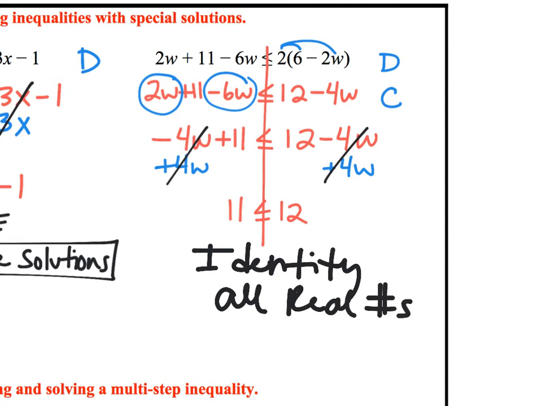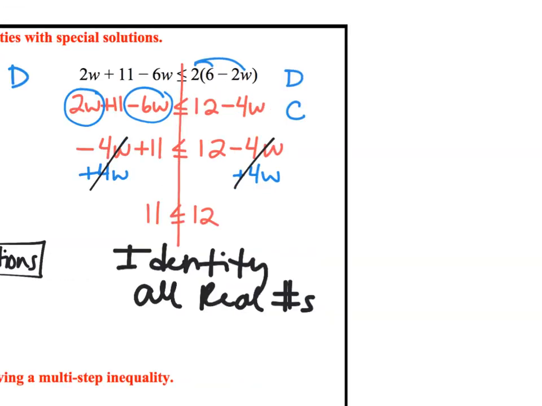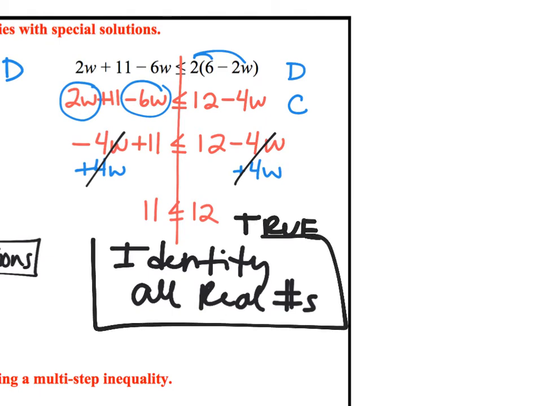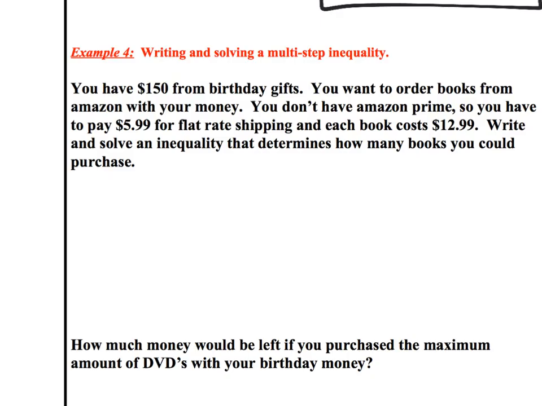What do we do if we end up with something that's false? What do we say? No solutions. If it's false, it's no solutions. Both of these happen to be true. If you don't write one of these things, identity, all real numbers, infinite solutions, or no solutions, then your answer is not complete.